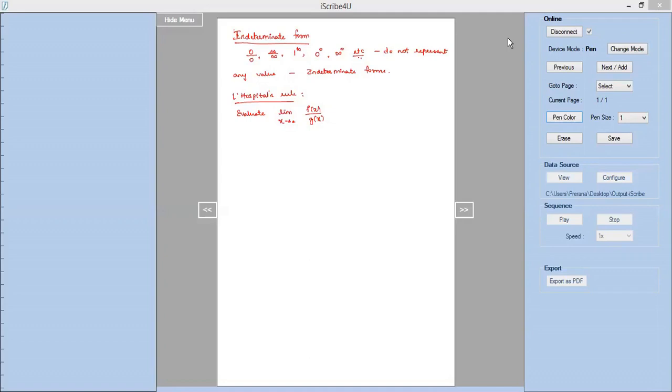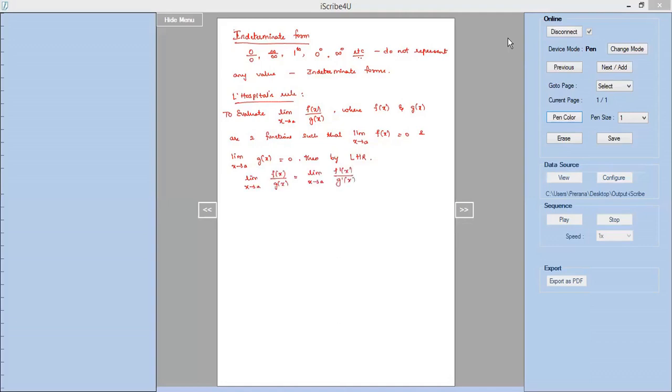So let me write the same thing for you first. To evaluate limit as x tends to a f of x by g of x, where f of x and g of x are two functions such that limit as x tends to a f of x is equal to 0 and limit as x tends to a g of x is also 0, then by L'Hopital rule we write limit as x tends to a f of x divided by g of x is equal to limit as x tends to a f dash x divided by g dash x.